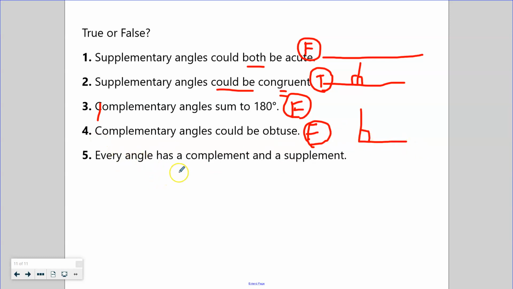And then: every angle has a complement and a supplement. Yes, every angle does have a complement and supplement. So if we had, say, 20 degrees here, its complement would be 70, or its supplement would be 160, because they add up to 180. So that's true as well.